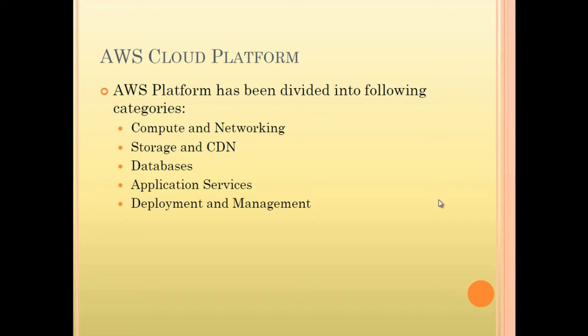Now, the AWS platform has been divided into these categories: compute and networking, which includes your virtual servers and your VPCs; storage and CDN, which includes various storage services that AWS provides, and we talk about some of them, and also the content delivery network. Databases is also one of the services provided by AWS, followed by the application services. In these services, we talk about the notification services and the email services. And last but not the least, we have deployment and management. In deployment and management, we talk about how to deploy the application automatically and how to monitor your resources for the various threshold values that you set.